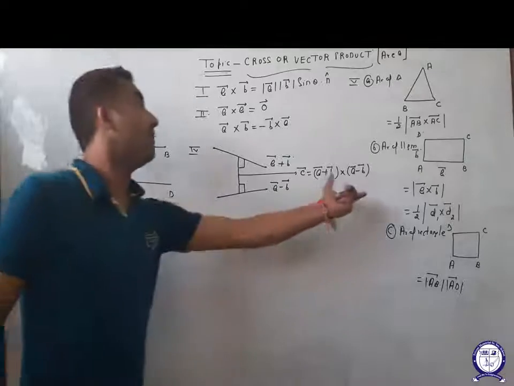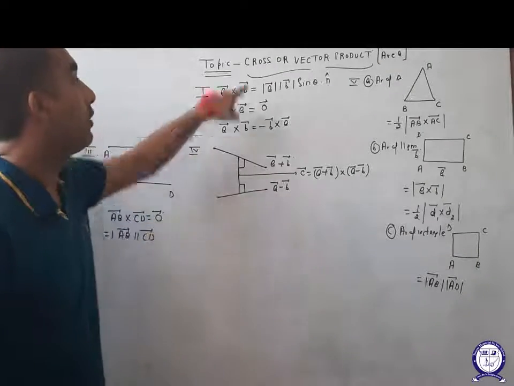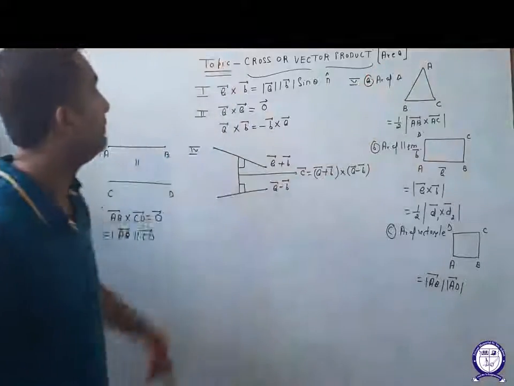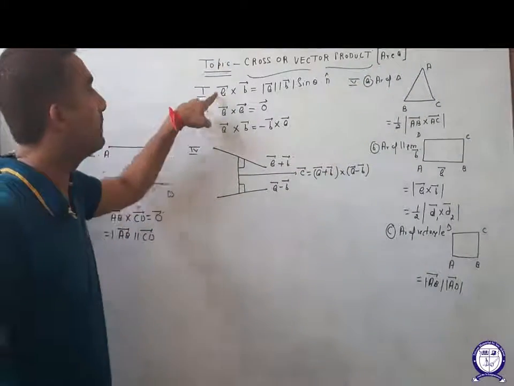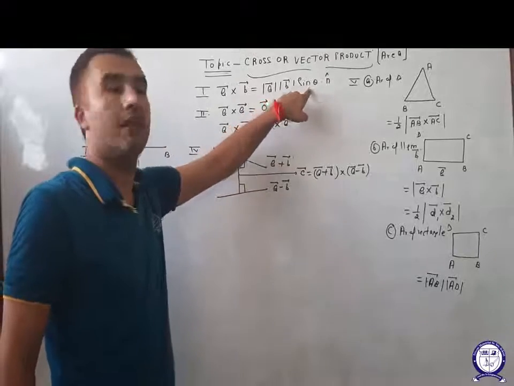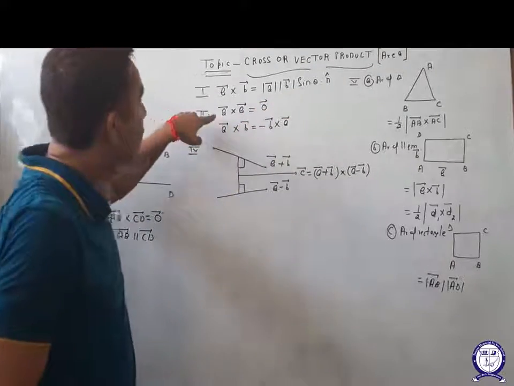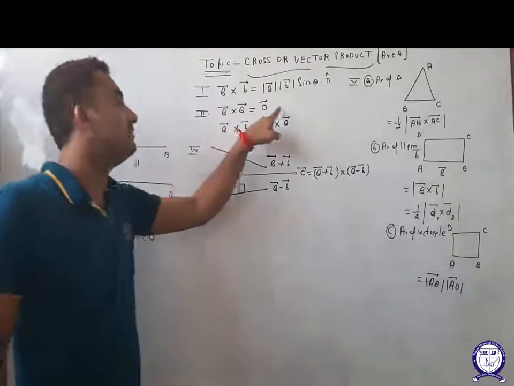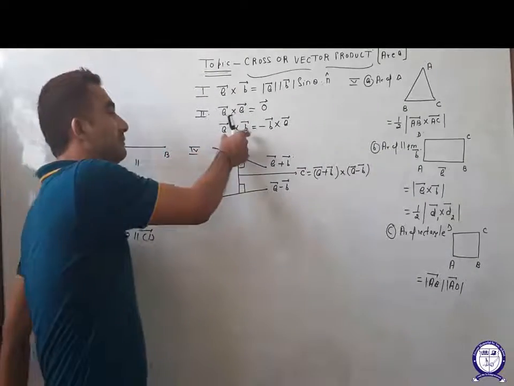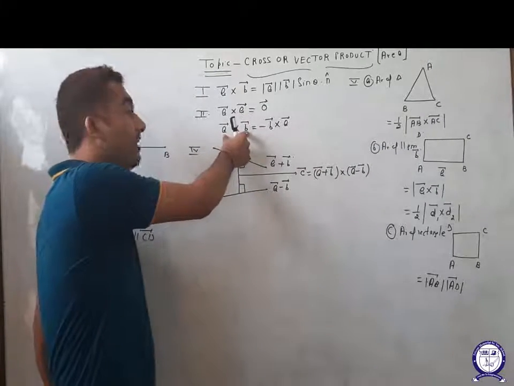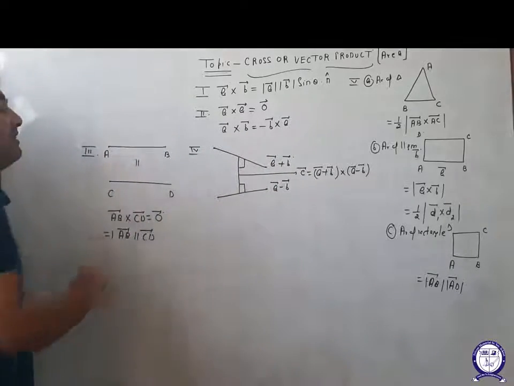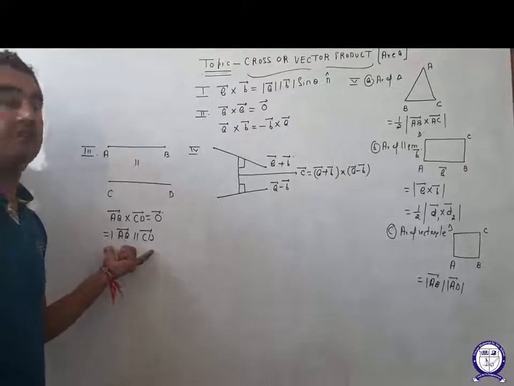Here are formulas for your cross or vector product. Cross or vector product will be used when in vectors the question is asking about area. Cross between two vectors: first vector magnitude, second vector magnitude, sine of angle between both vectors. Cross of same vectors is always zero vector. It is not commutative. If you want to replace vectors with one another, then a negative sign will be there. If two vectors are parallel, that means their cross will always be zero.